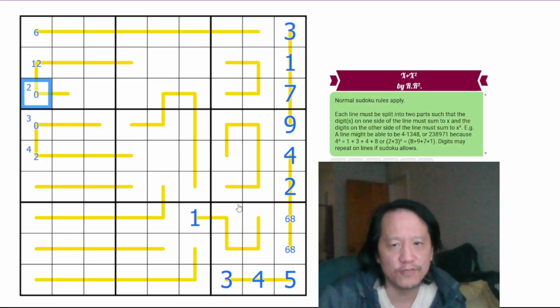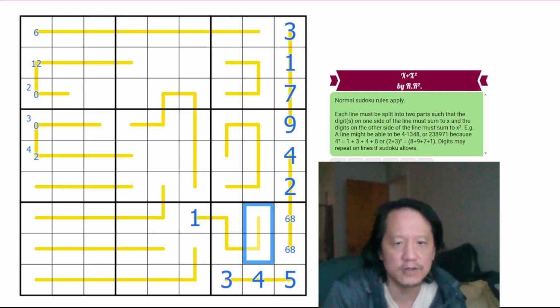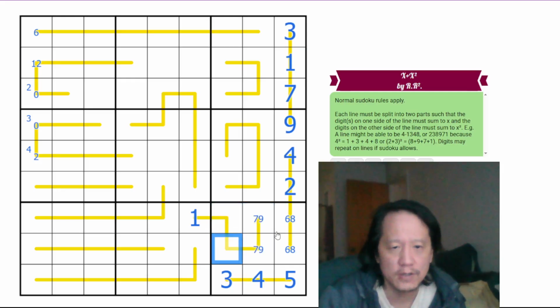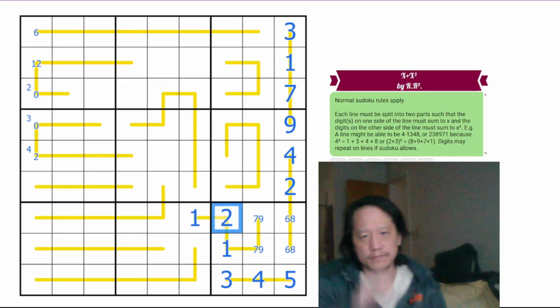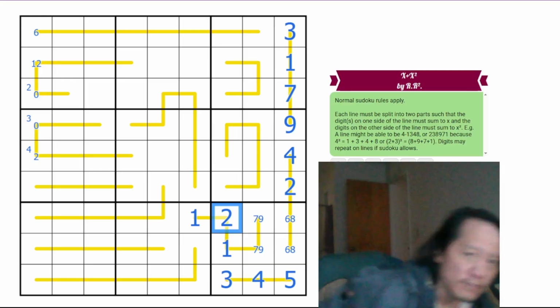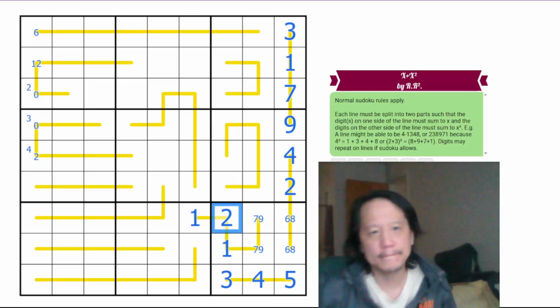Which means we have 4 on one end and 16 on the other end. Well, 7 and 9 cannot be part of the 4 end. So 7 and 9 have to be here. Therefore, this becomes a 1, 2 pair, which forces this to be 2 and 1. Okay.